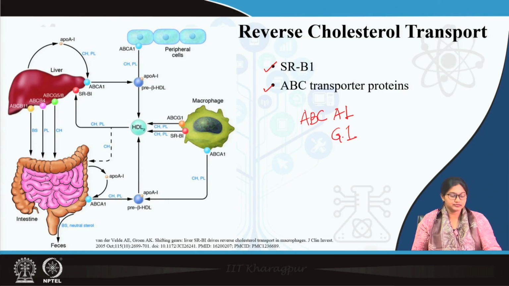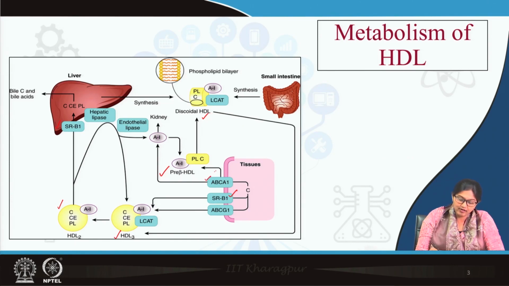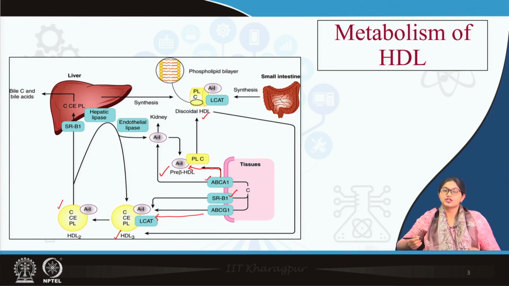So, once again, if we go to the previous slide, you can see that ABCA1 is important for delivering cholesterol to the pre-beta HDL, whereas the ABCG1 transporter is important for delivering cholesterol to the discoidal HDL as well as to the matured HDL3. So, this is important for reverse cholesterol transport.